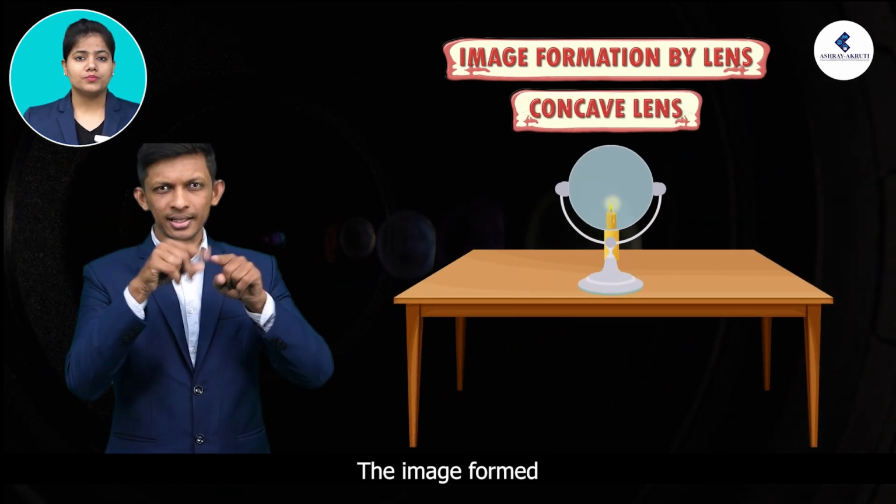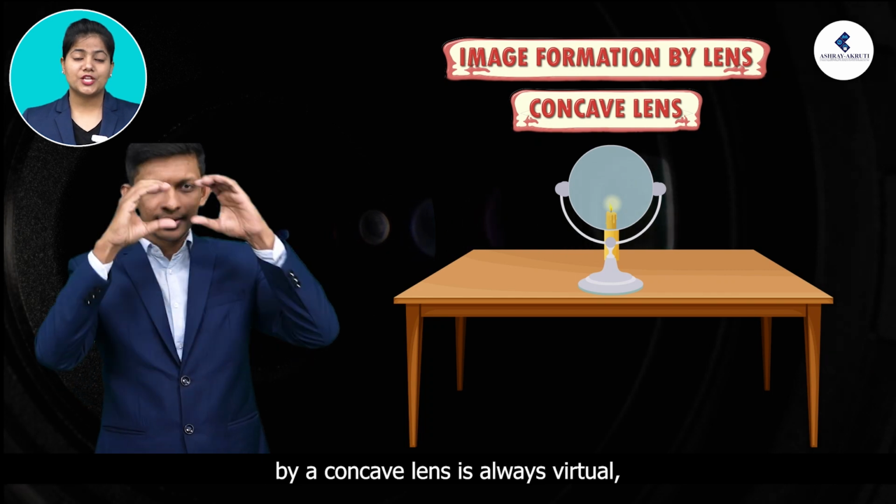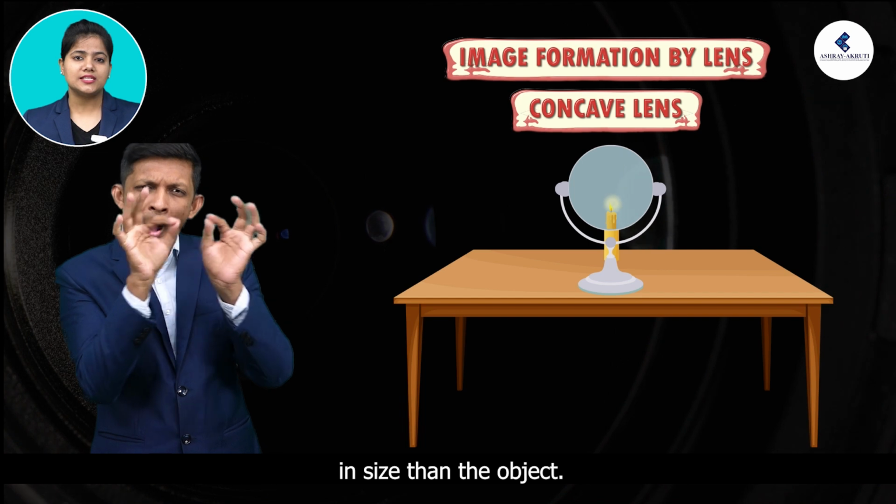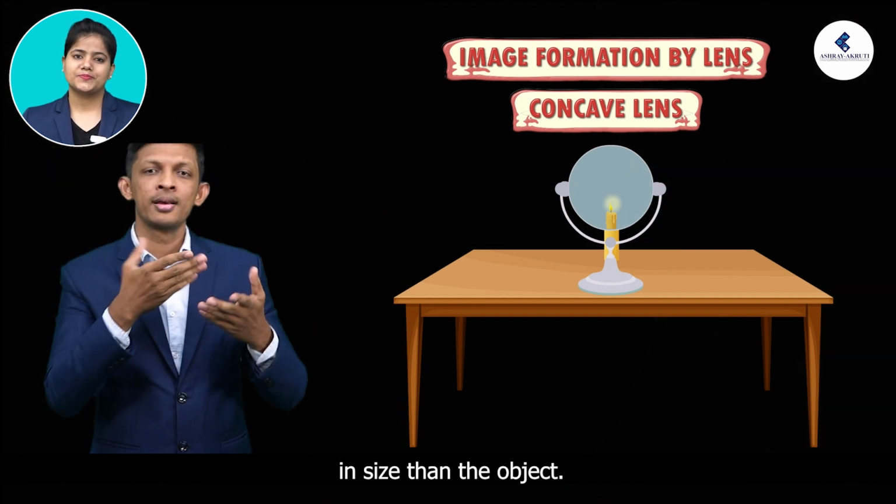The image formed by a concave lens is always virtual, erect, and smaller in size than the object.